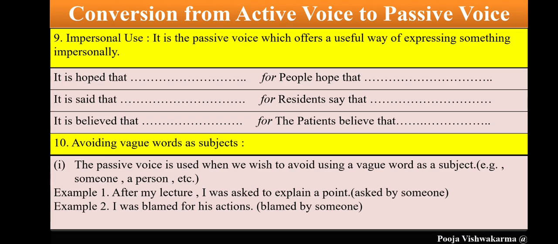Next comes avoiding vague words as subject. Suppose I don't know, or if the subject is not clear to me in the sentence, then passive voices are used. For example, after my lecture I was asked to explain a point. Now nobody told me who asked me. Okay, so I was asked, I don't know who that person was. I was blamed for his action. Who blamed me? I don't know. I'm not getting the answer. So there, in order to not give much importance to the subject or the doer of the action, passive voices are generally used.